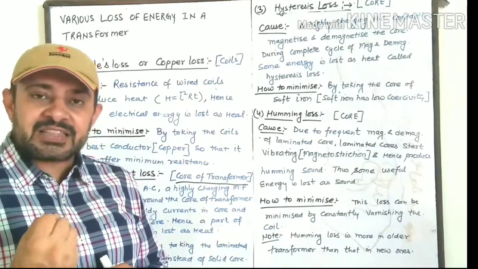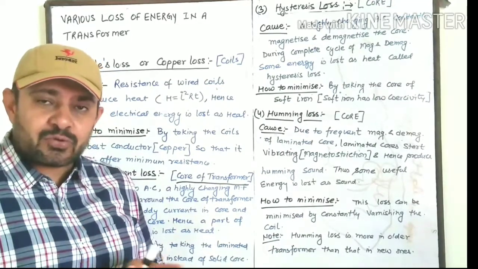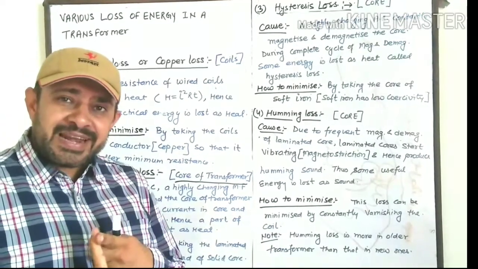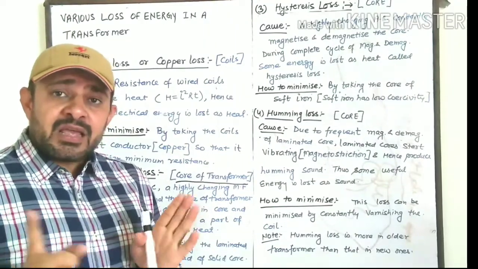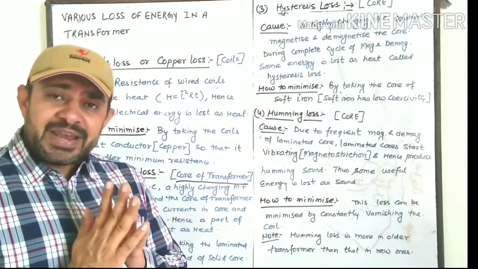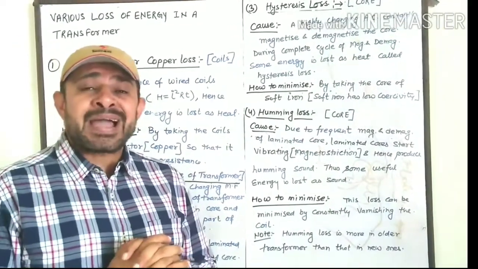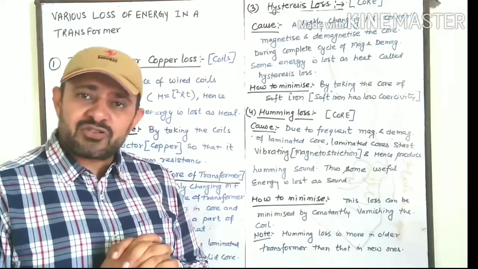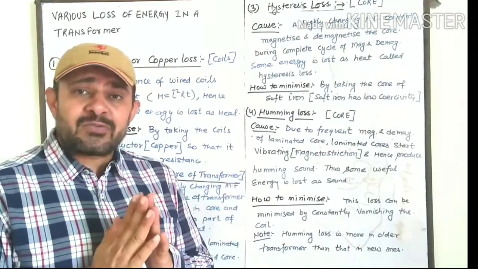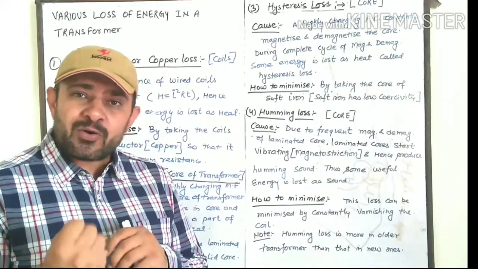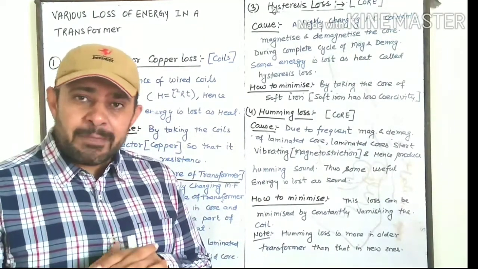Means these two pieces, or you can say the laminated cores, keep on vibrating because of the frequent mag-demag. When AC comes in, magnetization happens, demagnetization happens. Because of this magnetization and demagnetization, these laminated cores start vibrating. This phenomenon is called magnetostriction. Magnetostriction means the constant vibration developed in the core because of the constant mag-demag.